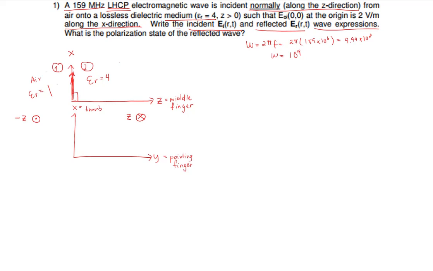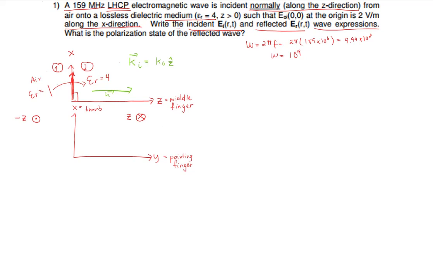Now we do have a wave that's traveling from air into something else. That tells me that our k, or wave propagation direction, is going along the z-axis, and with that we can determine that k sub I, for incident, is equal to k naught z hat.